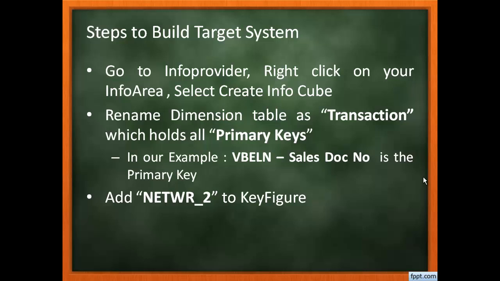Then go to info provider, right click on your info area, select create info cube, rename the dimension table as a transaction which will hold all the primary keys. In our example, VBELN, the sales document number, is the primary key. We need to add at least one key figure in the info cube. So let's add net value as a key figure.